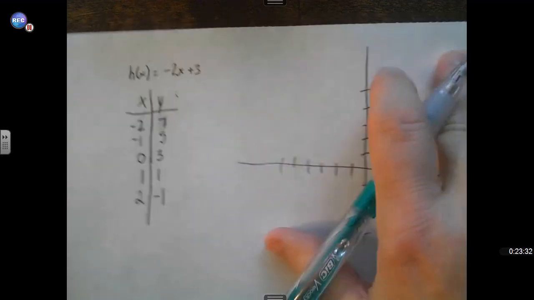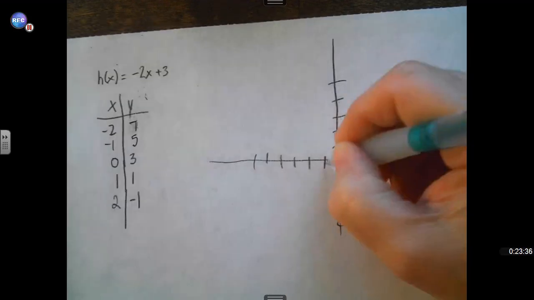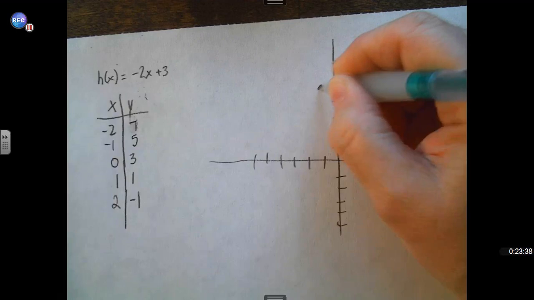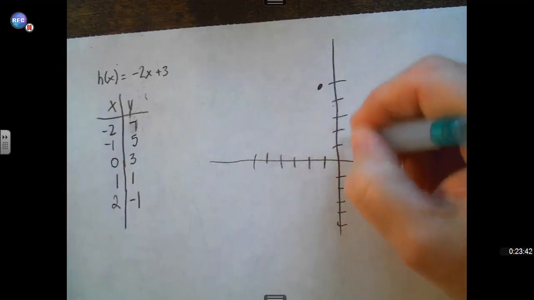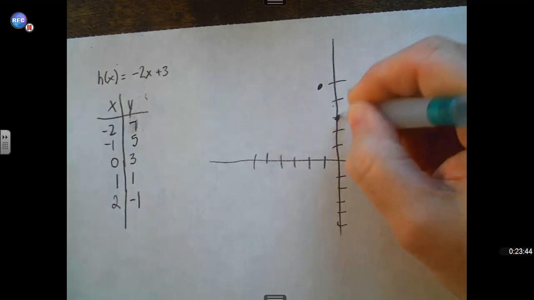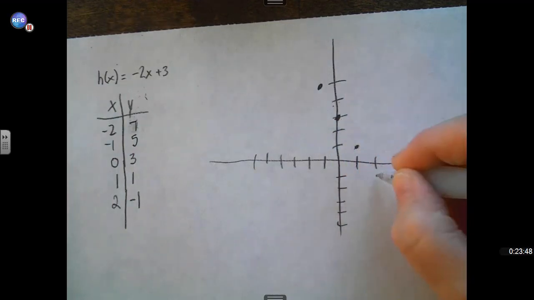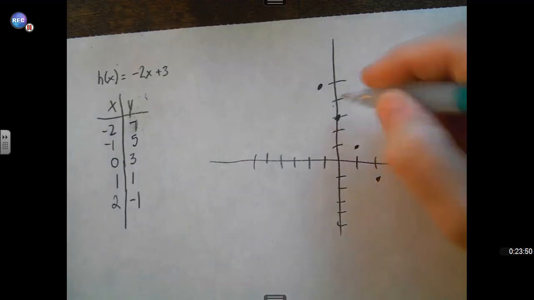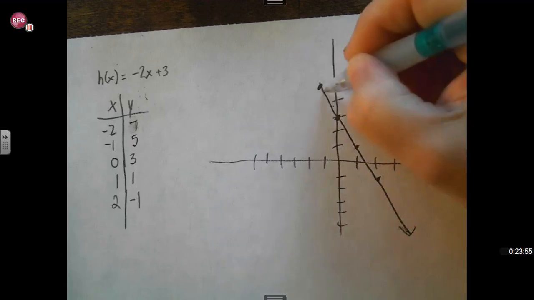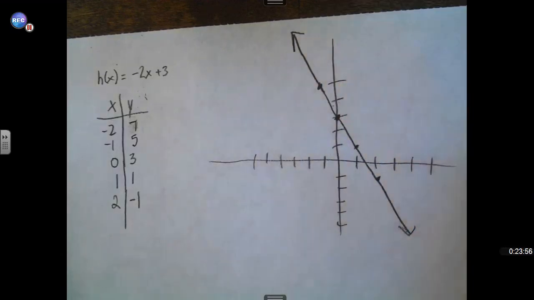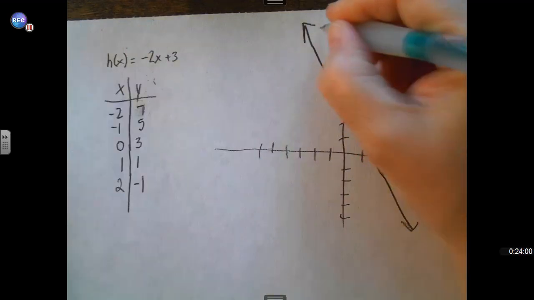So I'm going to start at negative 1, 5, which is here. And then I'm going to graph 0, 3. And then 1, 1. And 2, negative 1. And I get this line. And that is h of x.